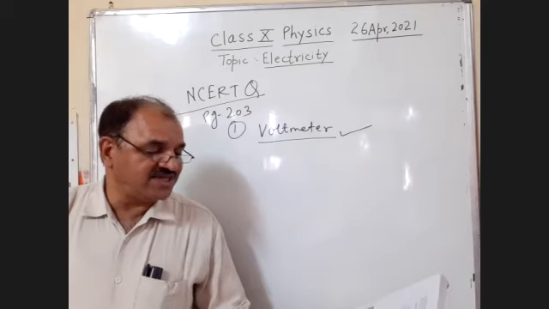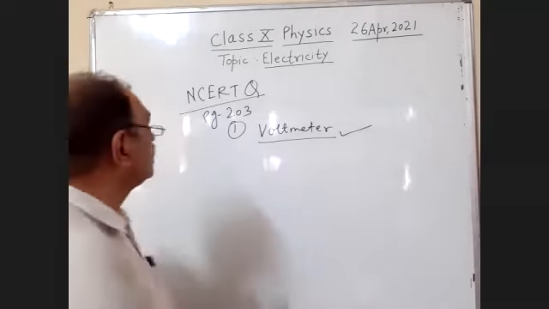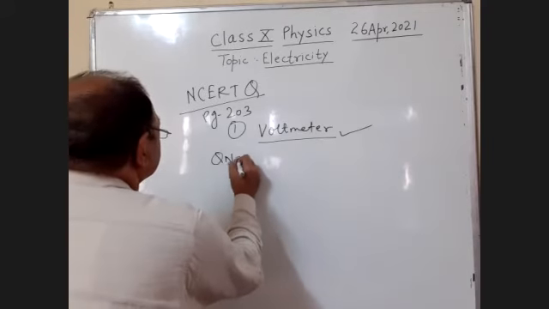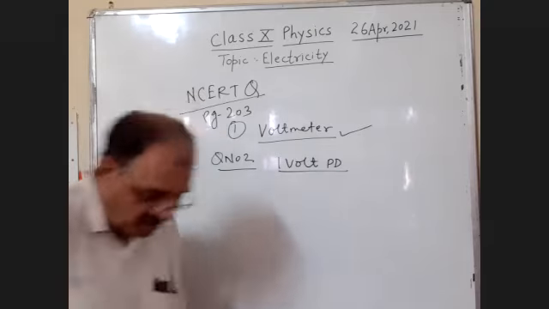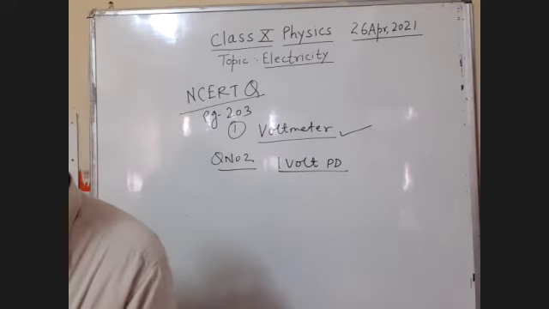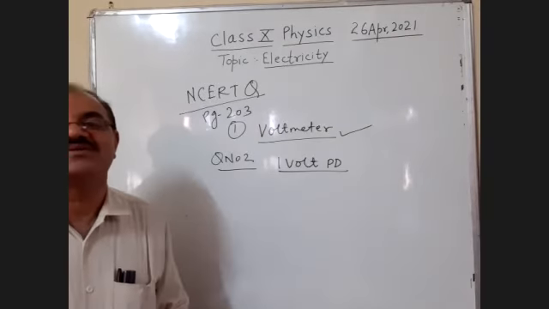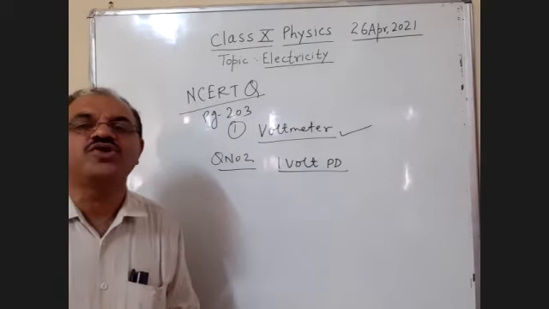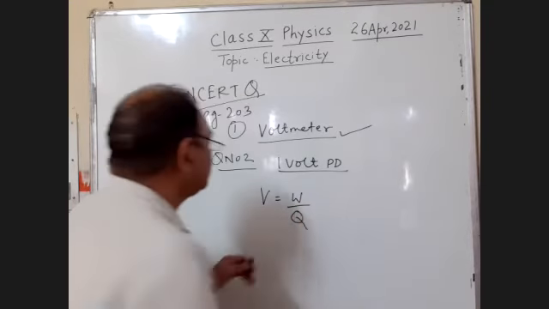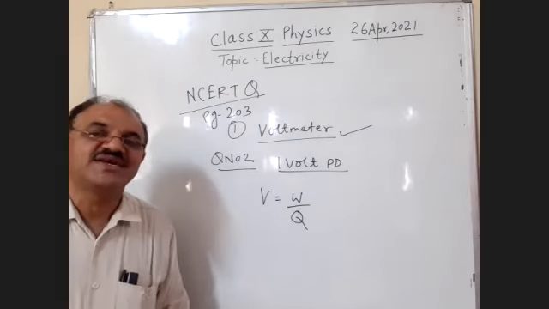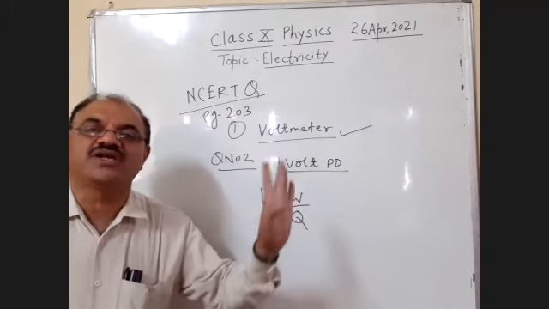What is meant by saying the potential difference between 2 points is 1 volt? What is the definition of 1 volt of potential difference? Now, students, as per the formula, potential difference is the amount of work done, V is equal to W by Q. The definition of potential difference is the amount of work done in bringing a unit positive charge from one point to another point.